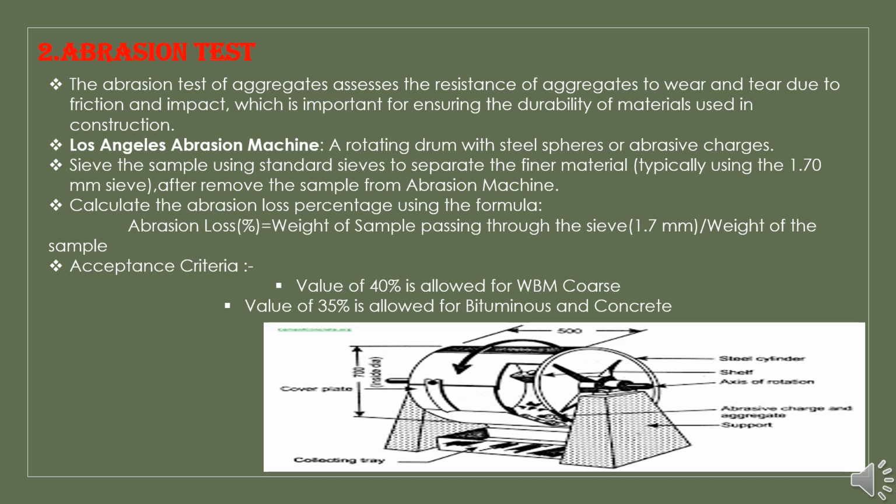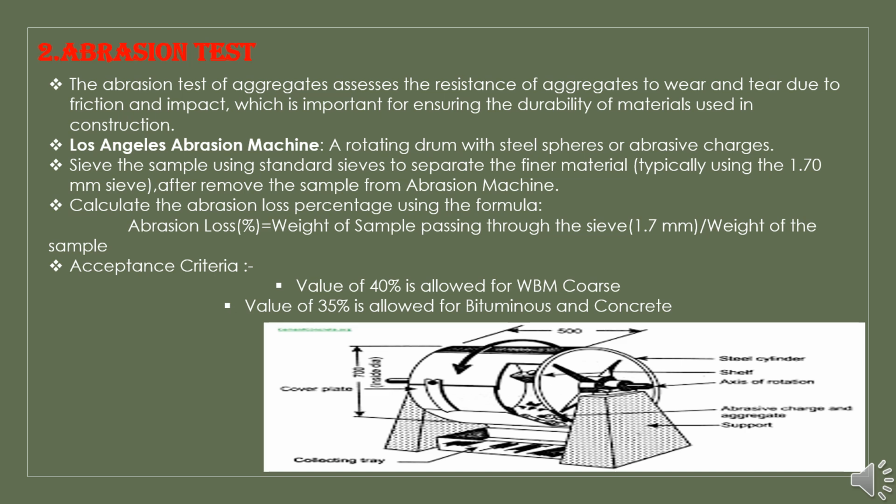The second test is abrasion test. The abrasion test of an aggregate assesses the resistance of aggregate to wear and tear due to friction and impact, which is important to ensure the durability of the materials used in construction. The Los Angeles abrasion machine is used for this test. It is a rotating drum with steel spheres or abrasive charges.